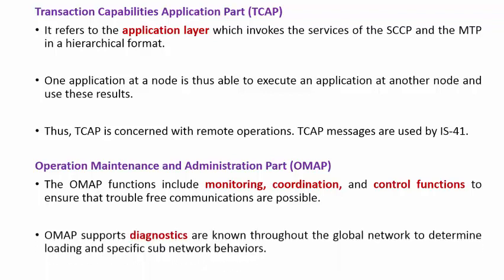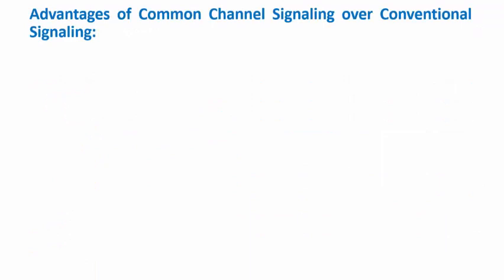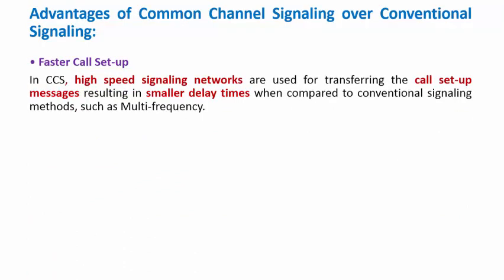Then about the operation maintenance and administration part, the OMAP functions include monitoring, coordination and control functions to ensure trouble-free communication between the nodes. Also it supports diagnostic operations throughout the global network, to determine the loading and specific sub-network behaviors. So this is about the TCAP and OMAP.